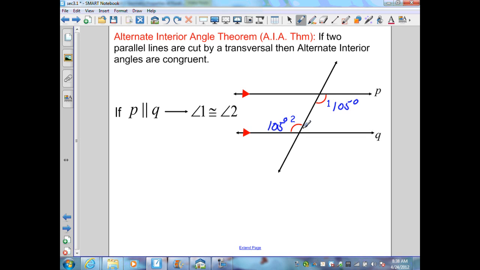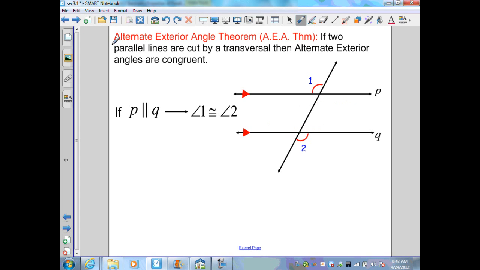I can then determine a linear pair that this angle would be 75 degrees. And I also know by the alternate interior angle theorem that alternate interior angles are congruent. So if this is 75 degrees, this is 75 degrees. I could then proceed to find the measures of all the other angles by vertical angles and by linear pairs.